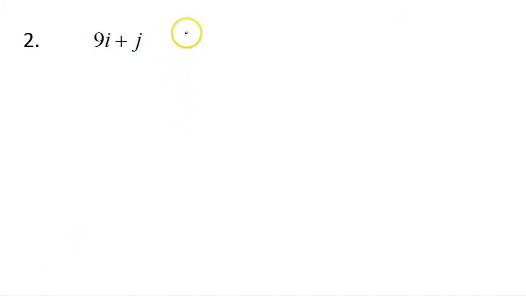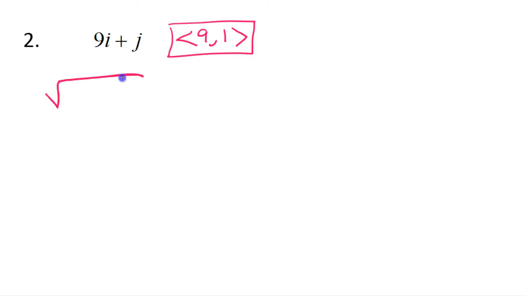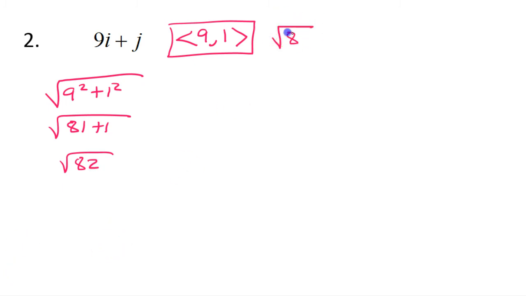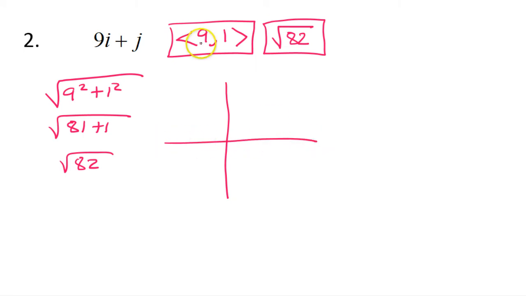For problem number 2, the component form would be 9, 1. For the magnitude, we will do the square root of 9 squared plus 1 squared. So that's 81 plus 1. So that's 82. So the magnitude is the square root of 82. This does not simplify any further. Now for the direction. This vector goes to the right 9 and up 1. That puts it in the 1st quadrant.